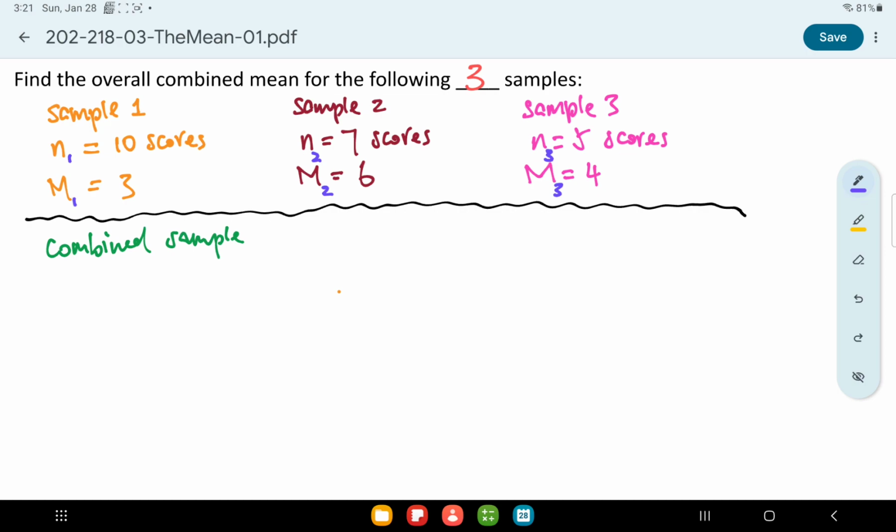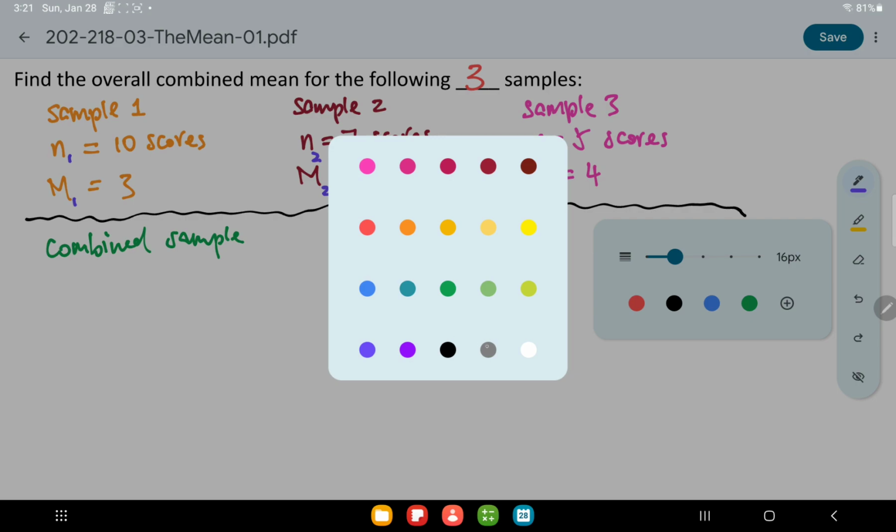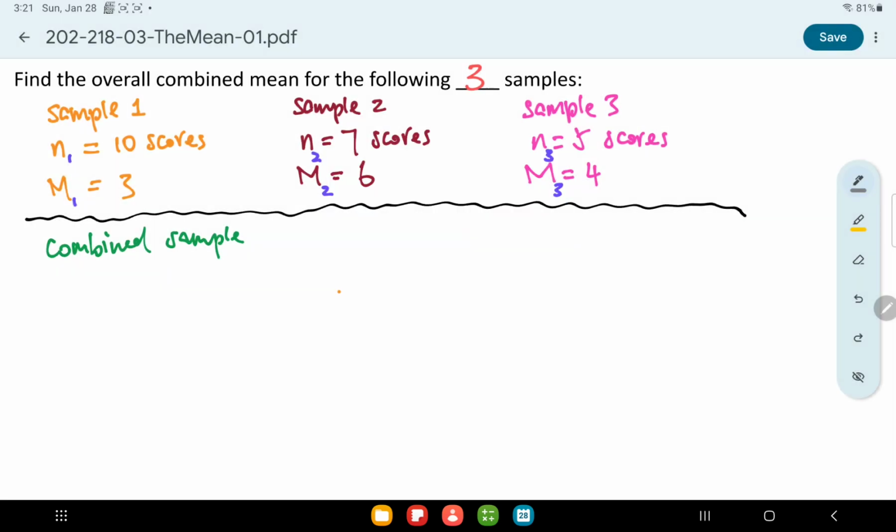To begin with, let's determine the N and the M. Let's determine how to indicate the N and the M. So n subscript c, I'm using the letter C to denote combined sample size. So the combined sample size n subscript c essentially is the sum of n1, n2, as well as n3.